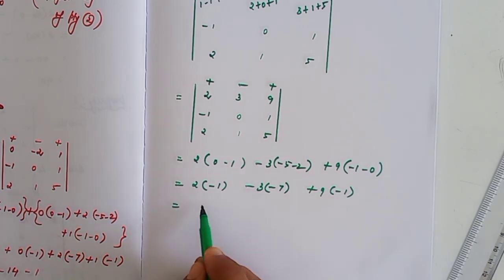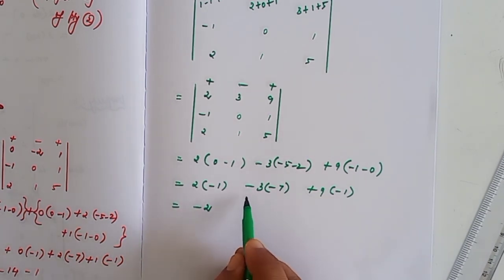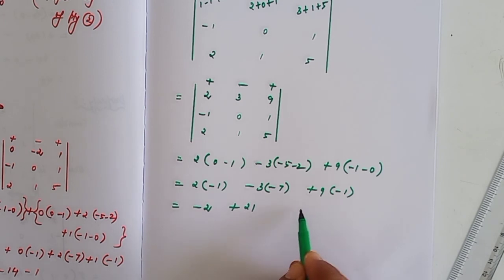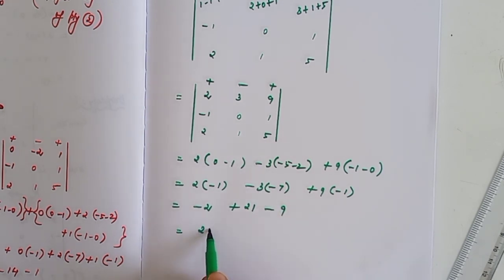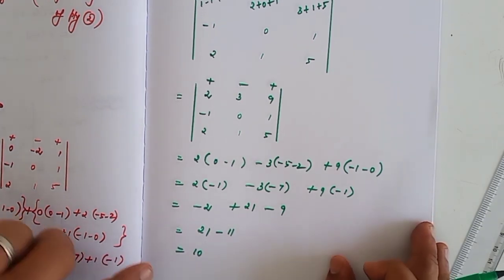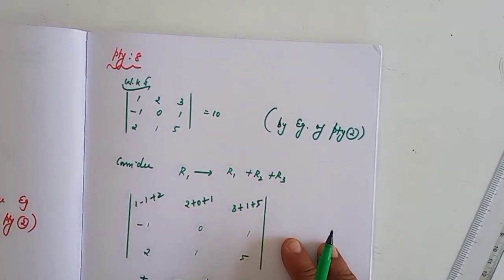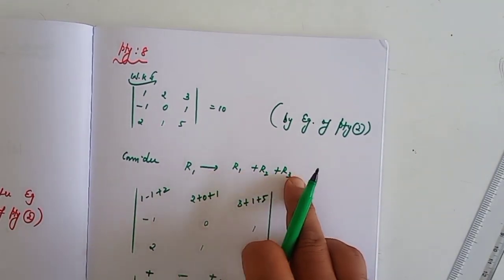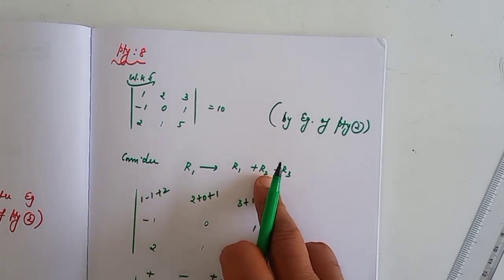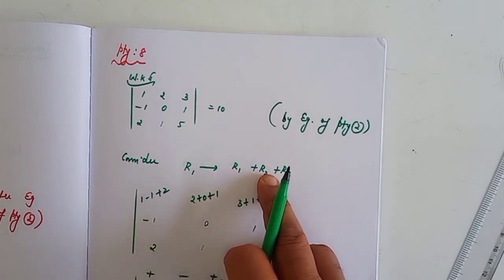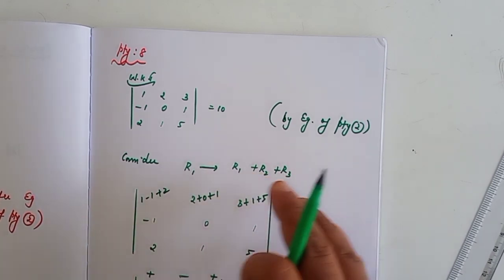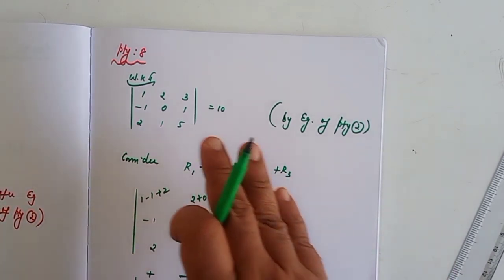That is equal to 2 into minus 1 minus 2, minus into minus plus 3 7s are 21, plus into minus minus 9 1s are 9, that is equal to 21. Minus 2 minus 9 is minus 11, 21 minus 11, that is equal to 10. We got the same value 10. Okay. Here I have added 3 rows. Even you can add 2 rows. Even you can subtract 2 rows, 3 rows. So value doesn't change. The value of the determinant doesn't change.